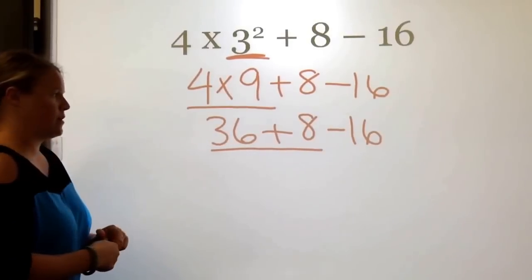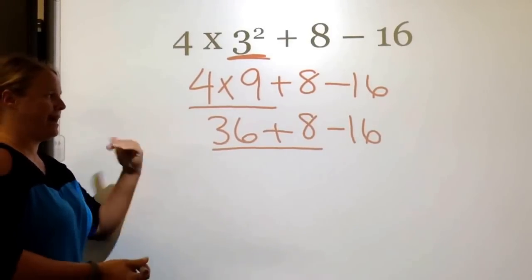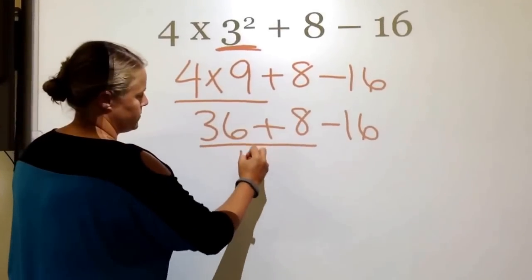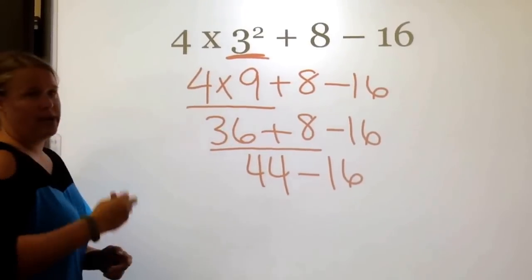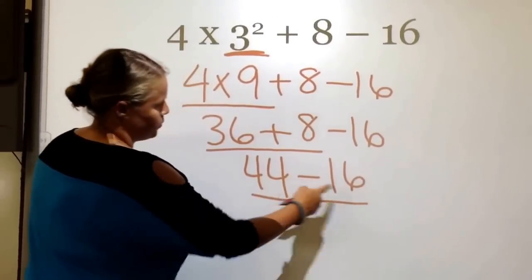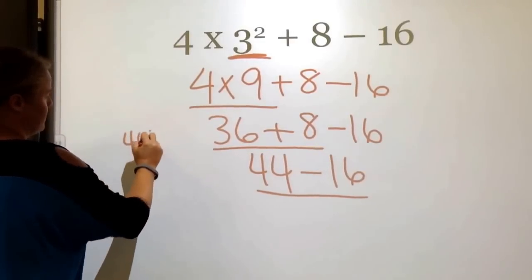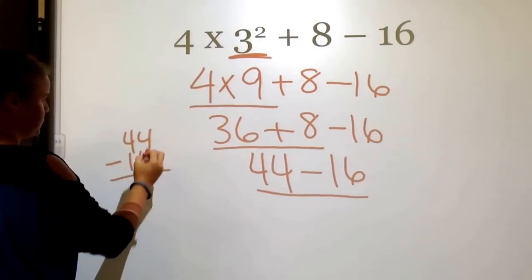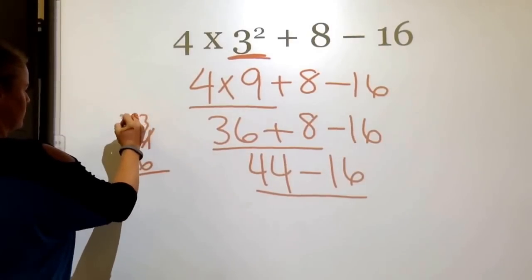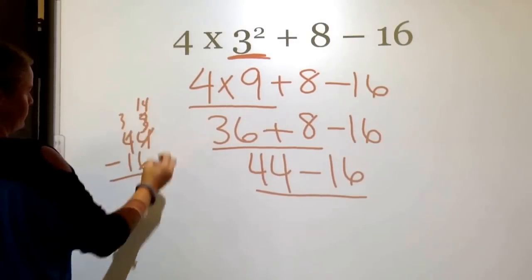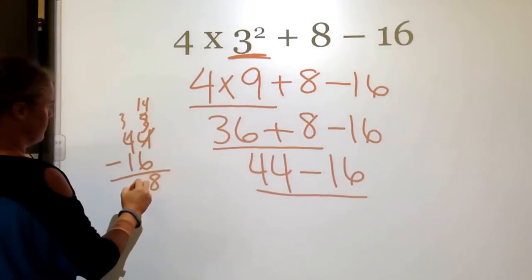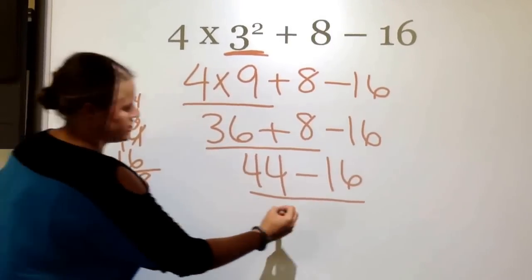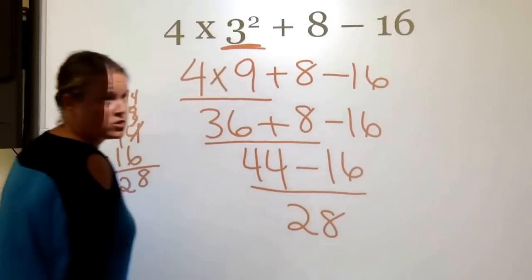36 plus 8, so I know 36 and 10 is 46, back off, so it's 44, minus 16. And then I'm left to simplify here. 44 minus 16, I'm going to go on my scratch work. Oops. 14. If my math is correct, I end up with 28.